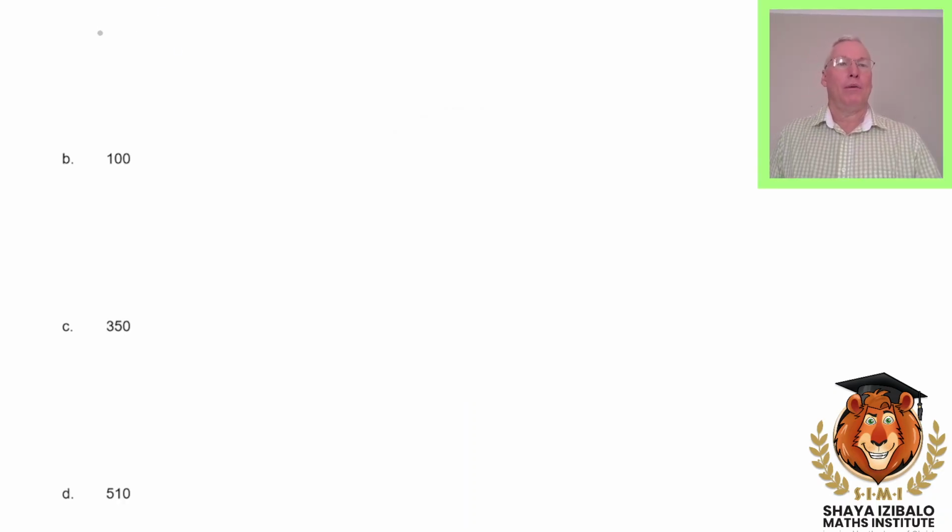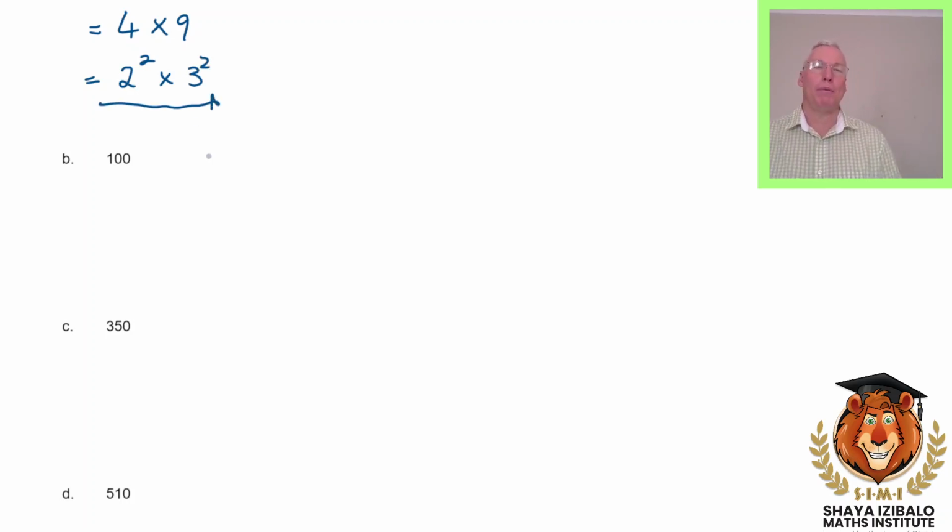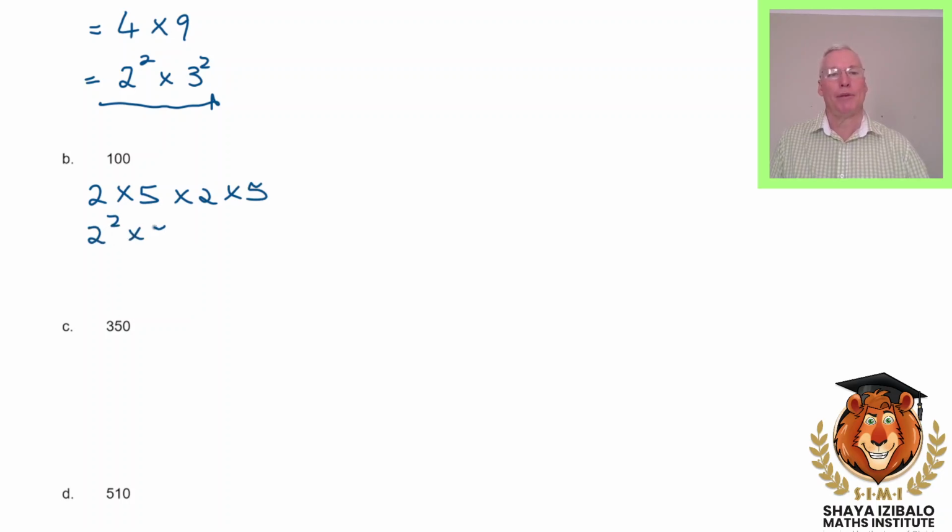Okay, 36. Well, 36 is 4 times 9. And again, if we know our times tables, then that becomes a whole lot easier. 4 is not prime, it's 2 times 2, and 9 is not prime, it's 3 times 3. Okay, 100, I'm hoping you're good at 100 by now. 100 is just 10 times 10, all right? But each of those 10s is 2 times 5. So what we've actually got is 2 times 5 times another 2 times 5. And so we've actually got 2 squared times 5 squared.